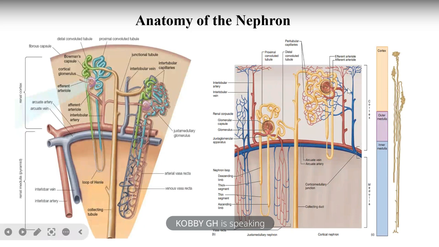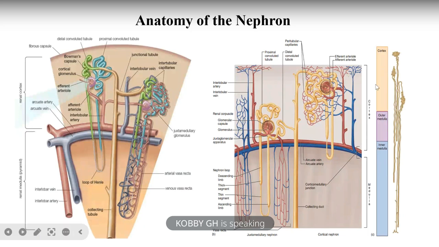Now for the anatomical characteristics, if you want to differentiate between a cortical nephron and a juxtamedullary nephron, we usually use the location of the renal corpuscles. For cortical nephrons, the renal corpuscles are situated deep in the outer cortex. That is why we call them cortical nephrons.